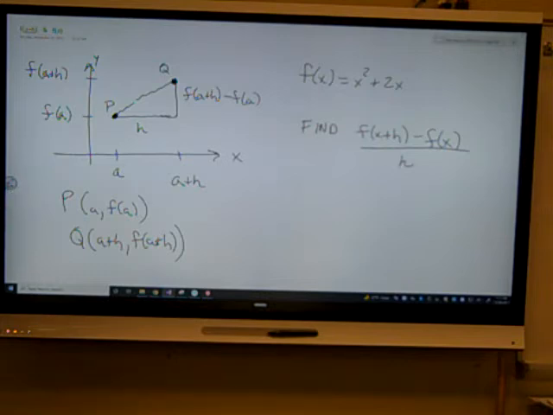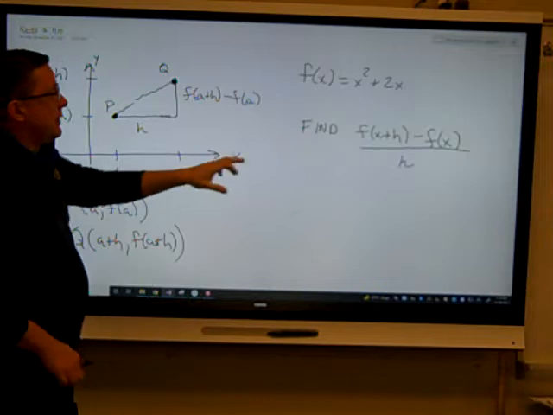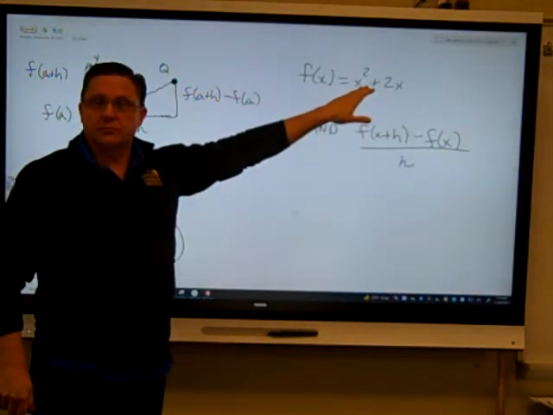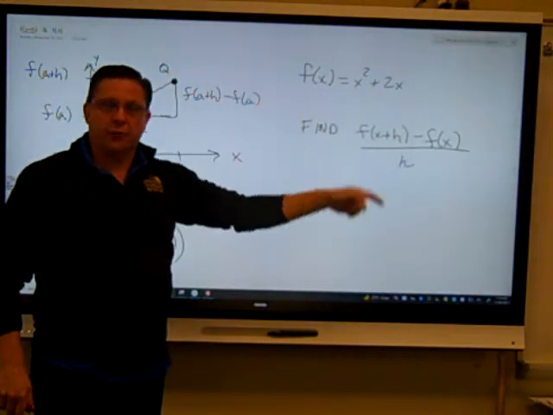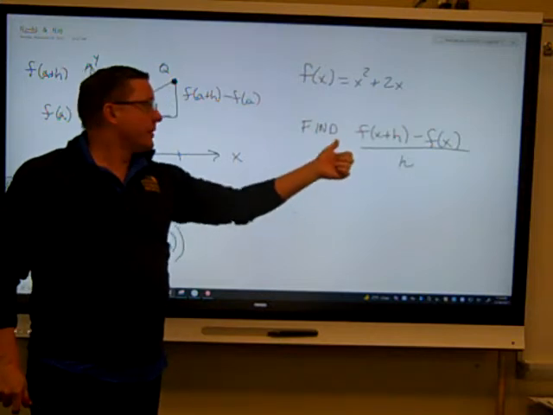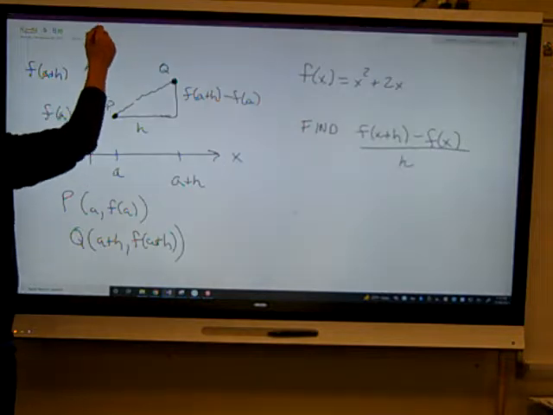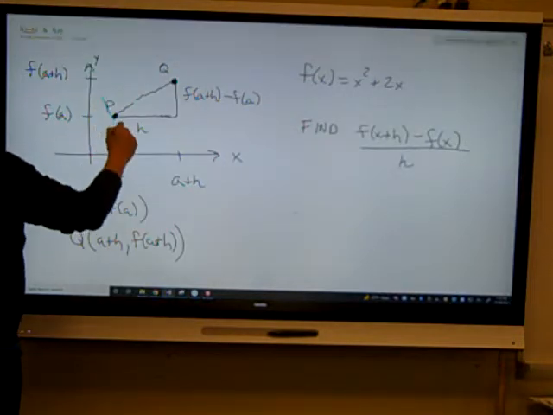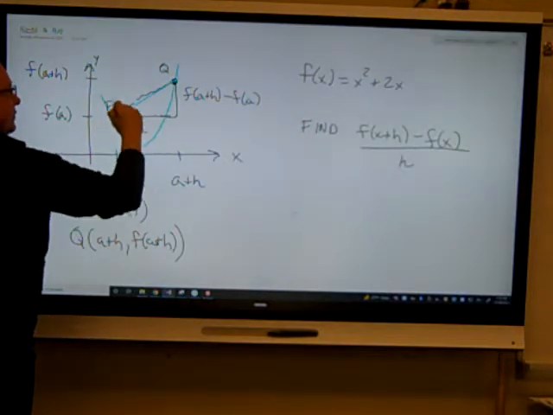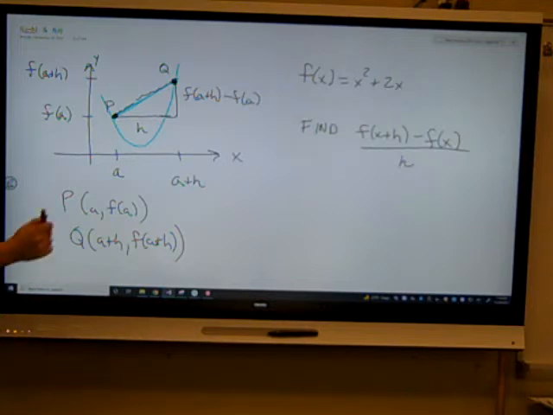So what's that look like, though? We haven't done an actual problem yet. So I wanted to do an example today. We're going to use this function, which is a quadratic, all right? So it's a parabola, but we don't need to have the graph of it. And we're going to do the slope between these. That curve might look something like this, right? And what we're going to find is this rate of change between P and Q.